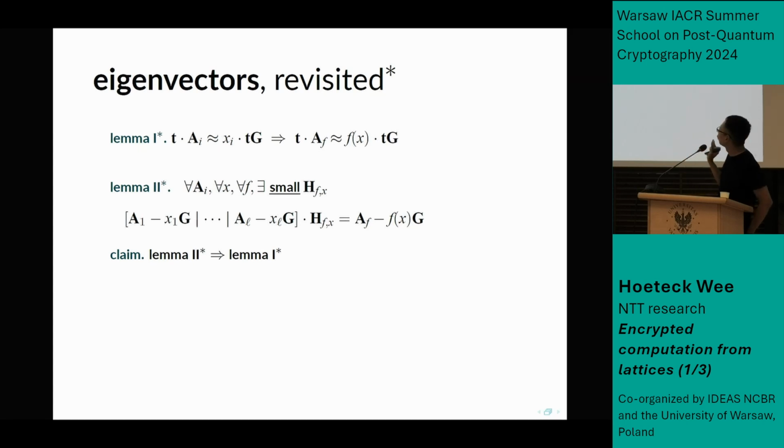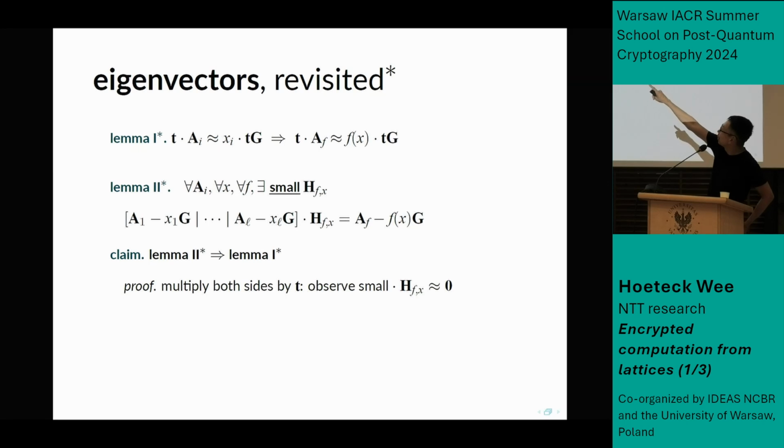Why does Lemma 2 imply Lemma 1? The proof is similar to the version with exactly equal from earlier. You multiply both sides of Lemma 2 by T on the left-hand side. And now you observe that the precondition in Lemma 1 is going to tell you that T multiplied by the stuff on the left is going to be small. And since H is small, small times small is going to be small. So that means that T times the right-hand side is small, and that means that T times A_f is close to f(x) times TG. So that gives you the right-hand side of Lemma 1.